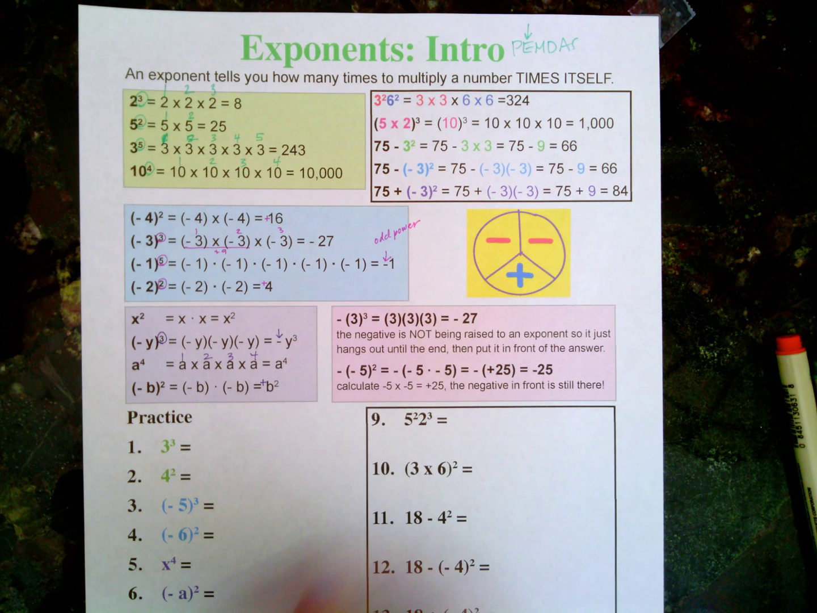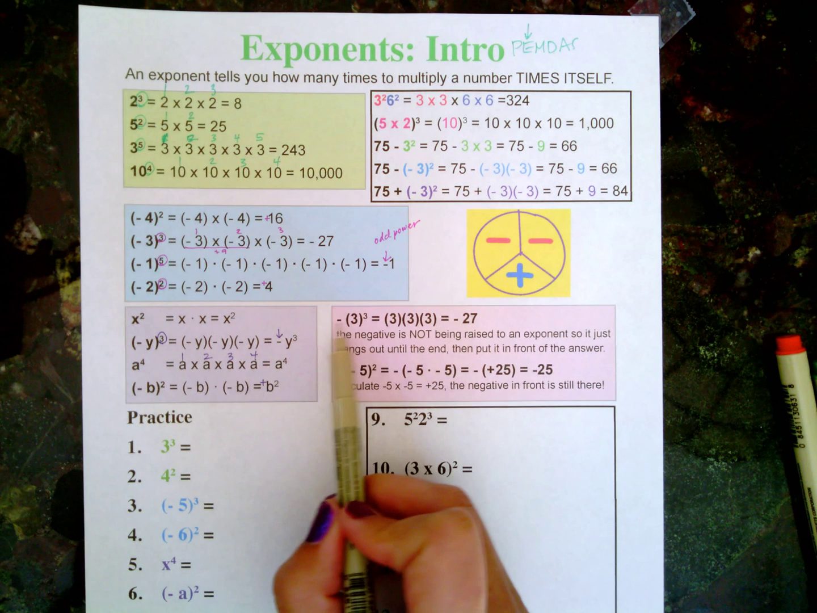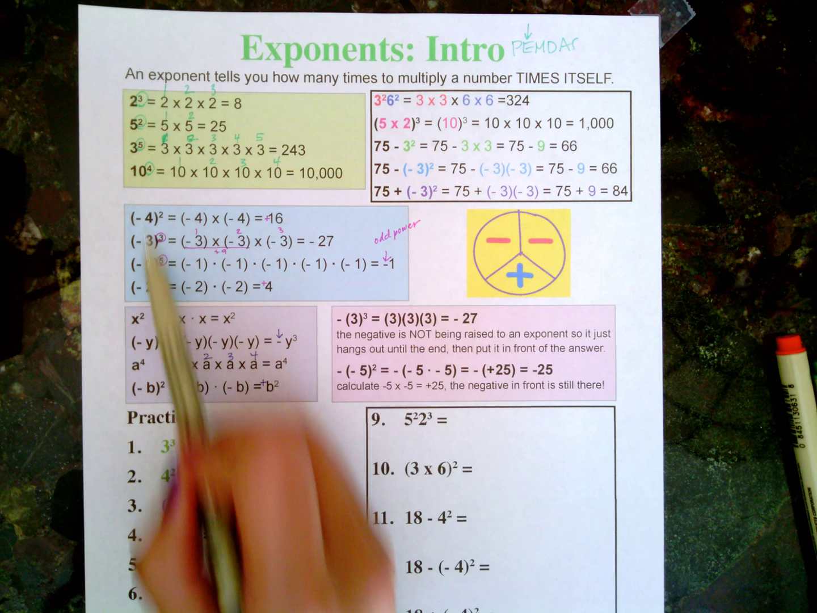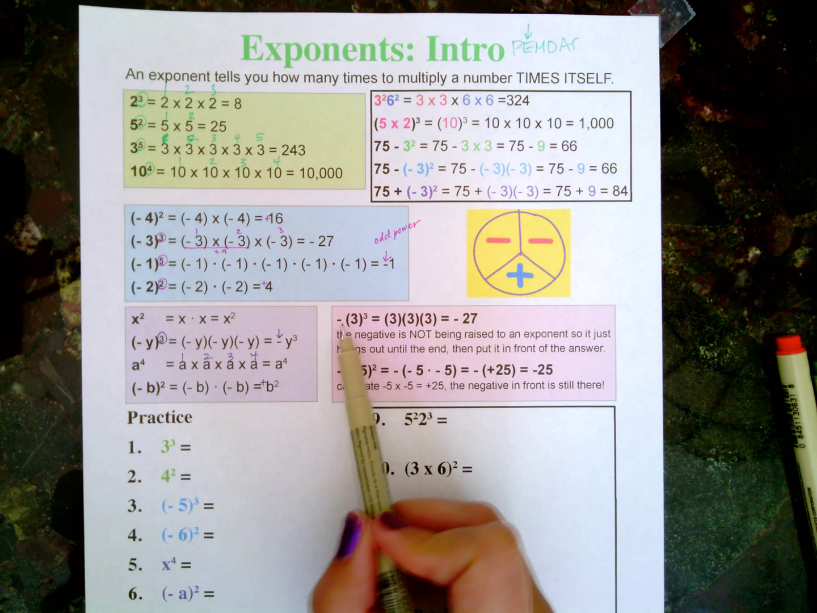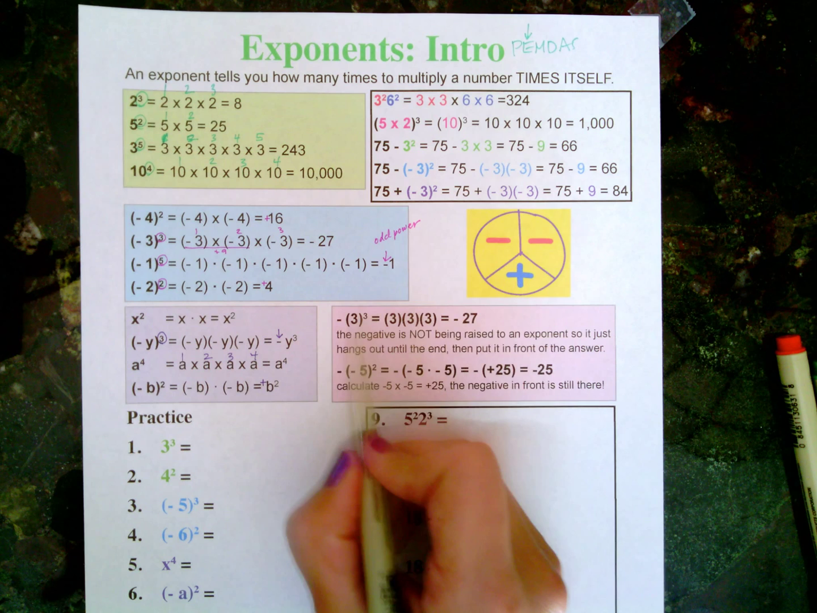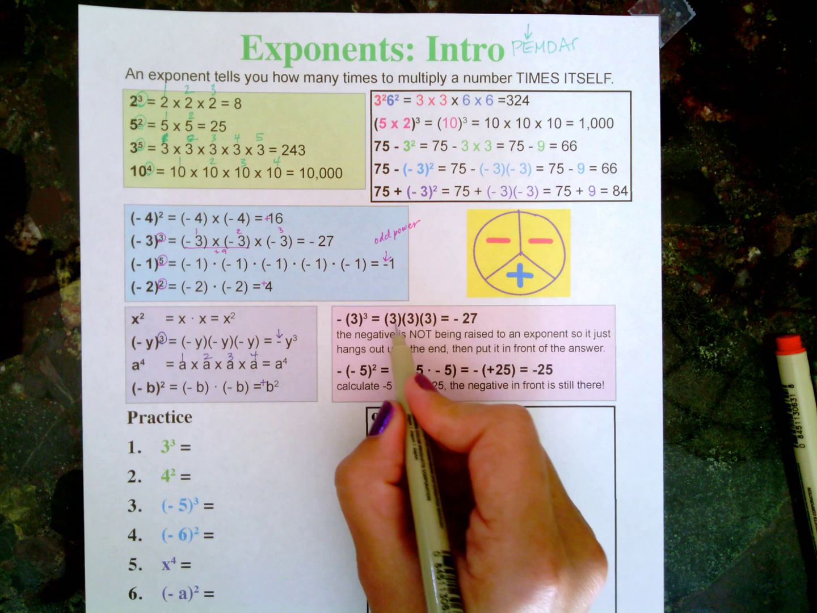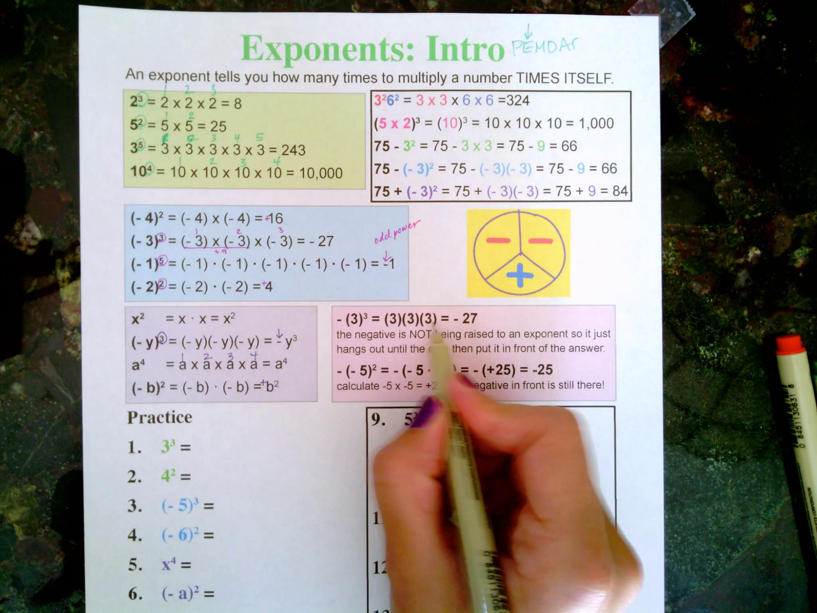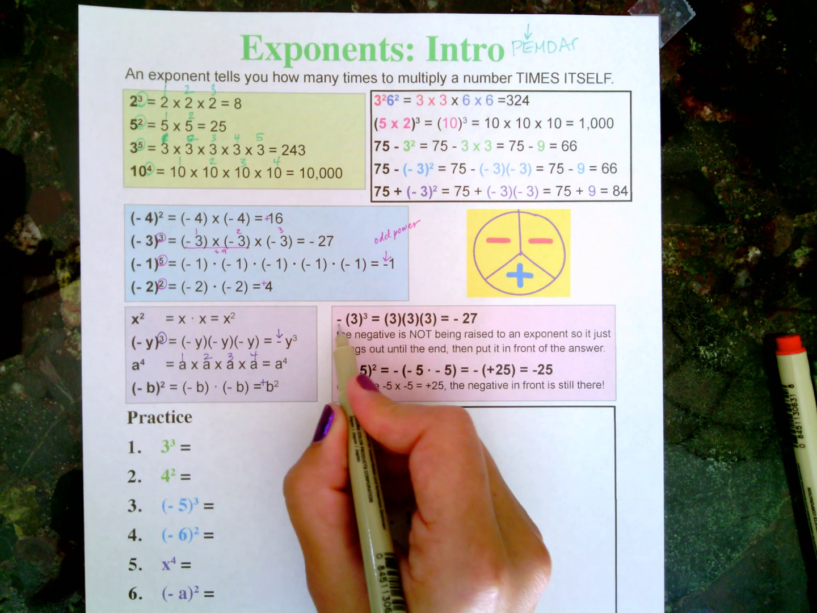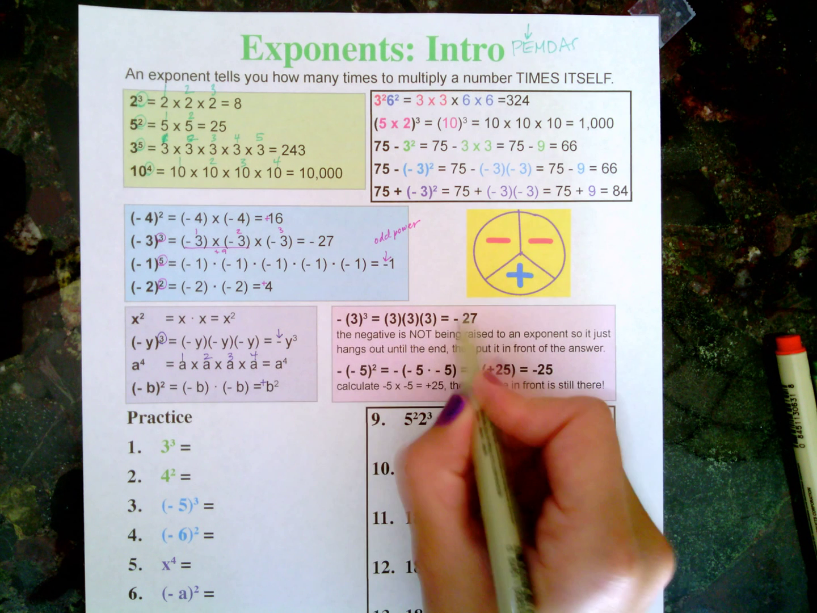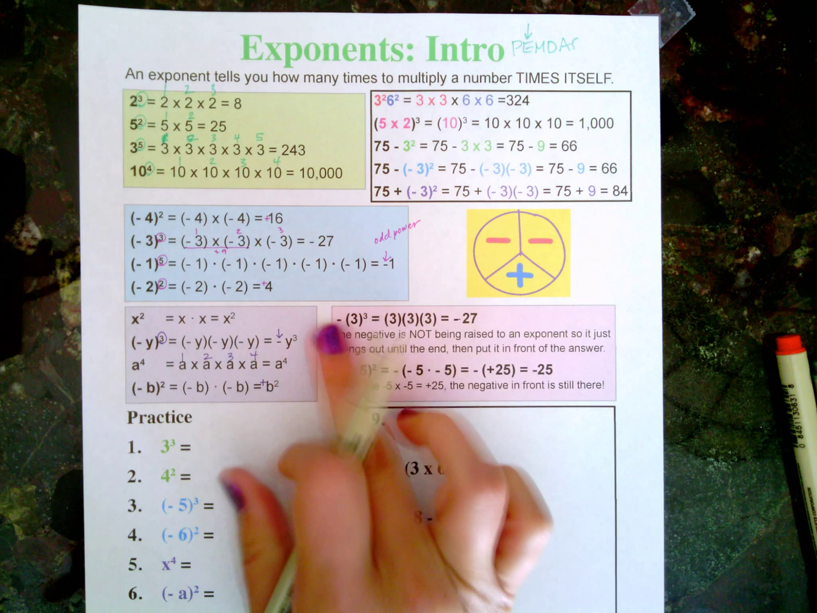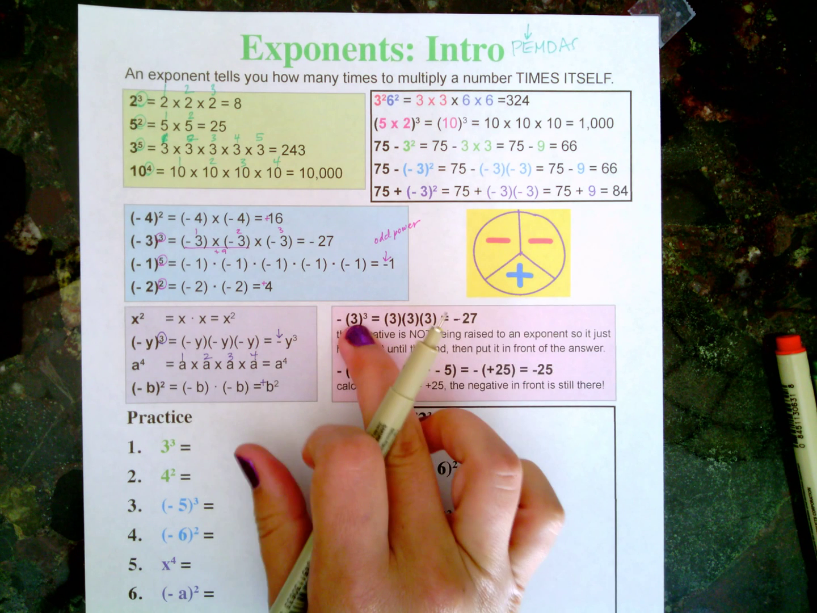Okay, what if the negative is outside? So over here, these were all in the parentheses. This one is outside, so it's just going to hang out. We've got 3 to the third power. 3 times 3 times 3 is 27, but that negative is just hanging out there. So we put it here at the end. It's not involved in being multiplied.